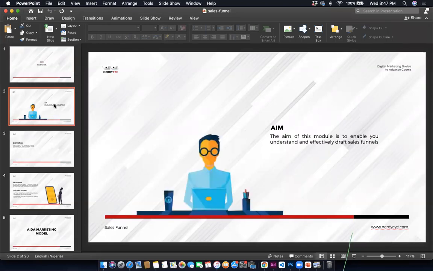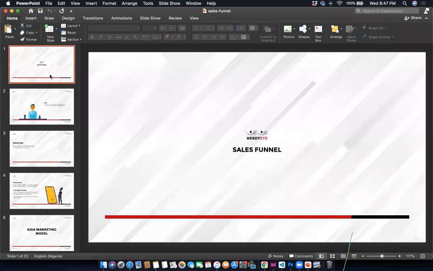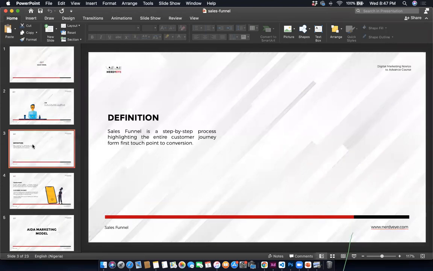Now, what exactly are sales funnels? The truth of the matter is that when people run ads without a funnel, even when you have an amazing offer, if you don't have a selling funnel, you are actually flushing your ads and your traffic down the drain. Now, let me talk about the definition of a sales funnel.